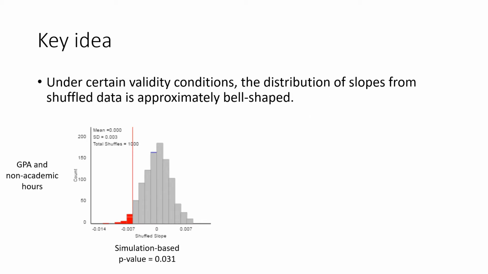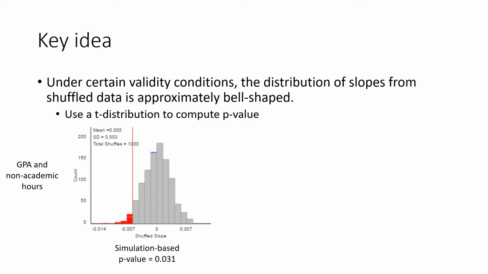The key idea behind doing a theory-based test for the slope of linear regression is that under certain validity conditions, the distribution of slopes from the shuffled data will be approximately bell-shaped. So in our example of the association between GPA and number of hours spent on non-academic activities, our null distribution looked like this. In this simulation, I got a simulation-based p-value of 0.031.